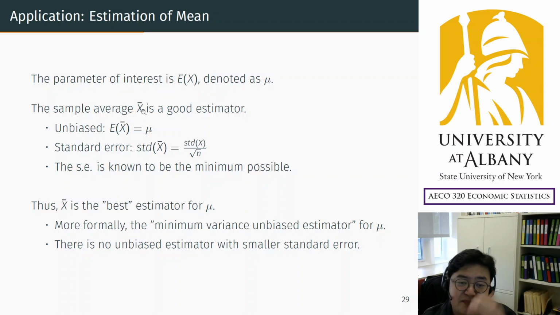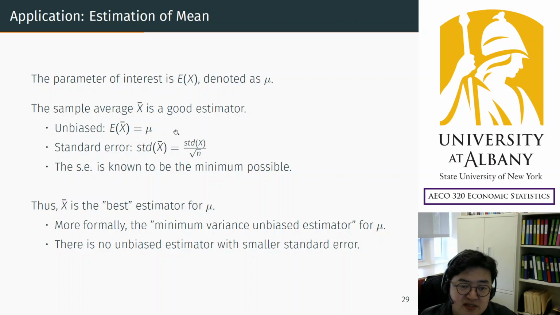So the sample average x bar is calculated. This is the average, and we learned in the previous chapter that the expectation of the sample average is the same as the true expectation, right? So it is unbiased. And the standard error of this estimator is like this, and mathematically we can show that this standard error is the minimum possible standard error we could achieve to estimate the mean.